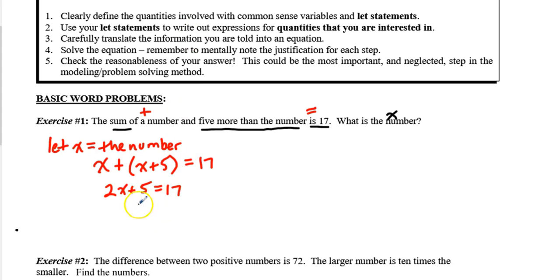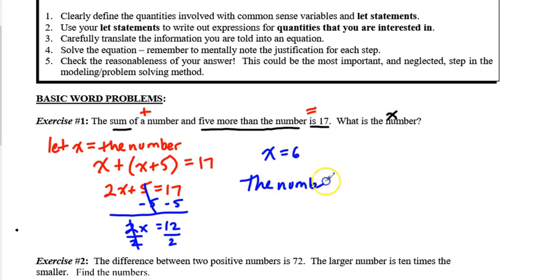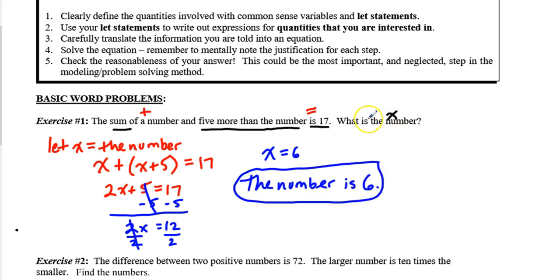Okay, so hopefully you took time to work this out. Check your work now. Subtract 5 from both sides. Divide by 2. Those divide to 1. These added to 0. And so I've got x equals 6. And we should always write a sentence to answer our word problems. Okay, so our answer is a sentence, and it doesn't have to be a complicated sentence, but it basically should answer the question posed in the problem. What is the number? The number is 6.